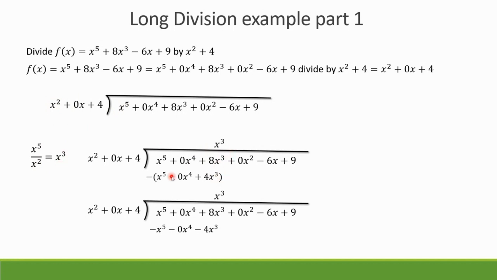And what goes down here? Where did I get this from? I multiply, just like long division of numbers. So x cubed times this: x cubed times x squared is x to the 5th, x cubed times 0x is 0x to the 4th, x cubed times 4 is 4x cubed. We're subtracting that, again, just like long number division.